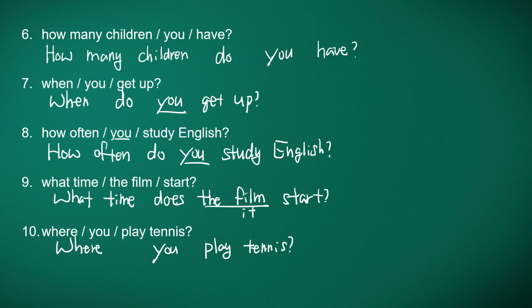And then the auxiliary we need is do. Where do you play tennis? Let's go back to the first one, number 6. How many children do you have? There's no problem. How many children? How many cars? How many books do you have? When do you get up?